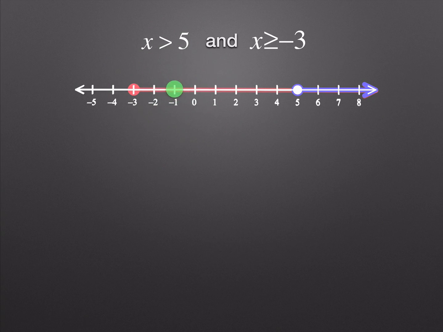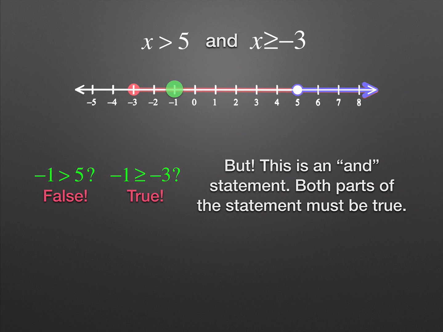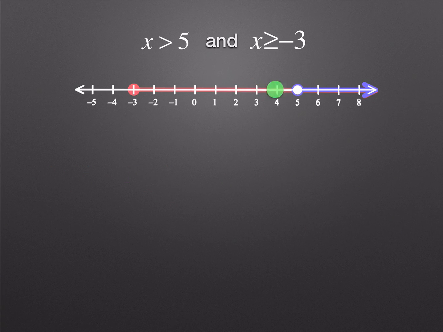And now I need to figure out where on this graph those two compound inequalities make the equation true. So I'm going to start with this point here, x equal -1. Is -1 greater than 5? No, that one is false. Is -1 greater than or equal to -3? That one's true. But it's an and, that means both of these inequalities need to make it true. And it doesn't. So this point is not part of my solution.